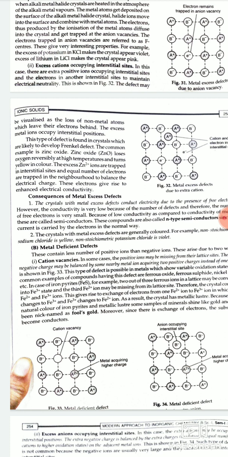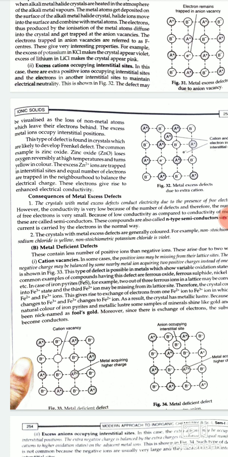ZnO loses oxygen reversibly at high temperature and turns yellow in color. The excess Zn2+ ions are trapped in interstitial sites and an equal number of electrons are trapped in the neighborhood to balance the electrical charge. These electrons give rise to the enhanced electrical conductivity.